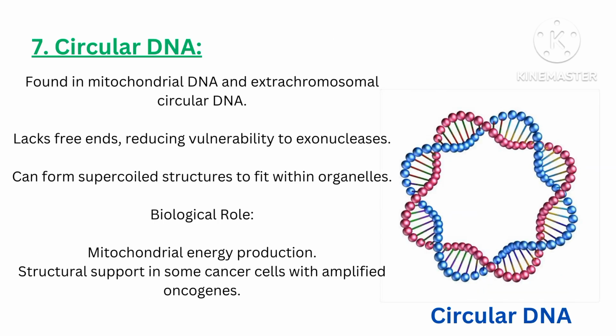7. Circular DNA. Its features are: found in mitochondrial DNA and extrachromosomal DNA. Circular DNA lacks free ends, reducing vulnerability to exonucleases. Can form supercoiled structures to fit within organelles. Biological role: mitochondrial energy production. Structural support in some cancer cells with amplified oncogenes.